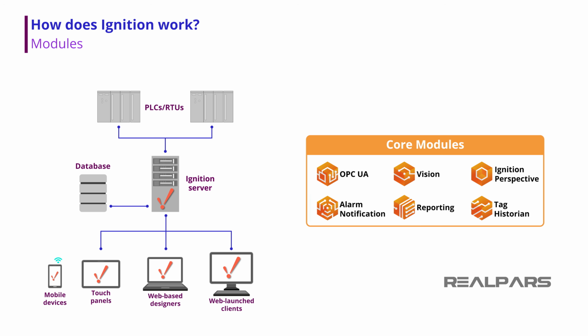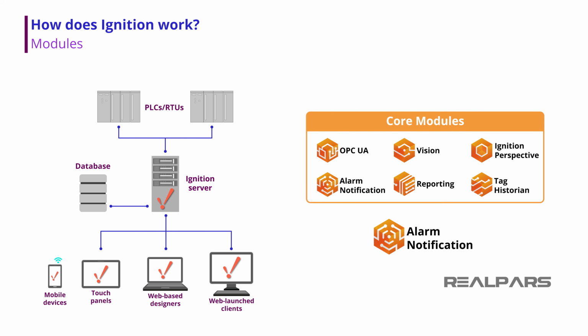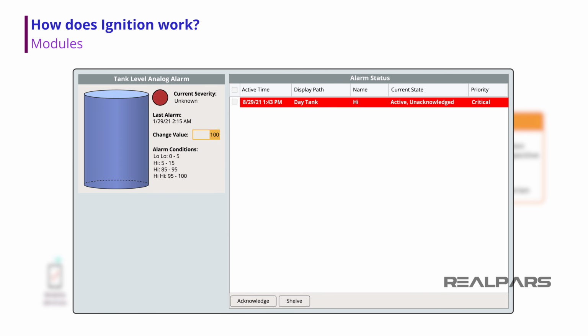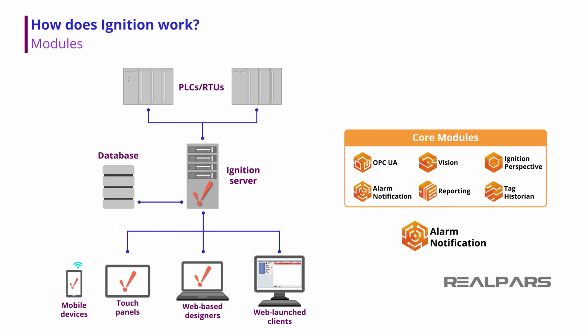Other important modules include the Alarm Notification module, the Tag Historian module, and the Reporting module. Alarms and notifications are essential to a healthy industrial plant or facility. As automation professionals, we use them to alert operators, engineers, managers, and owners alike of any abnormal or catastrophic situations to the engineering process. You can use Ignition's alarm notification to set up alarms and notifications on the local application and/or via email, phone call, or SMS text message.